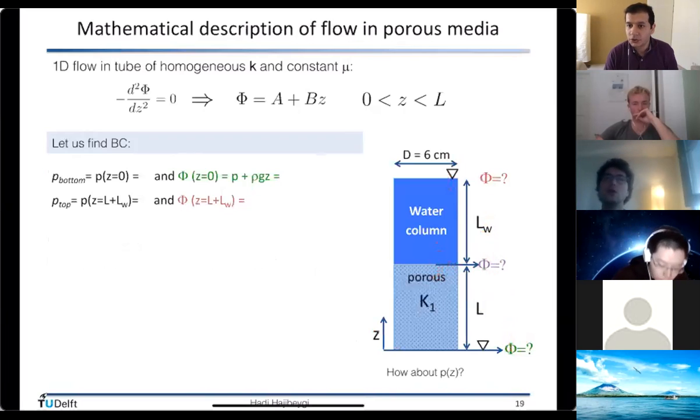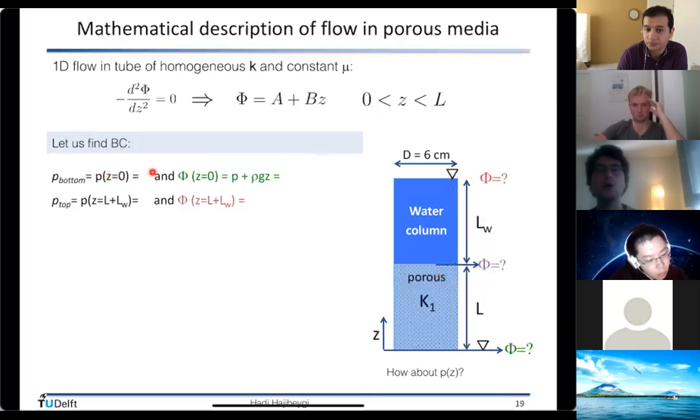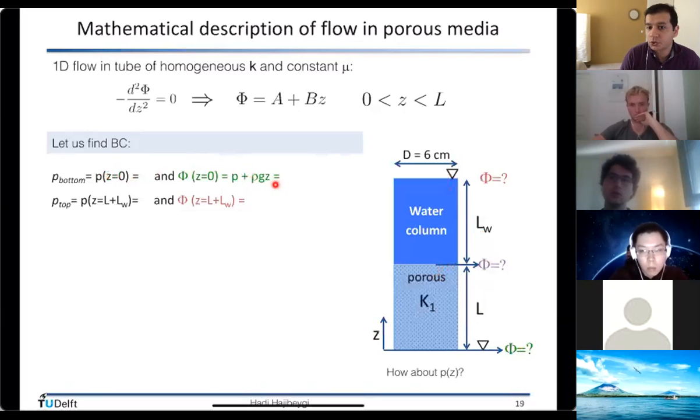Okay, so what is the potential here at the bottom of the sample? Potential at the bottom, where the pressure is set to be the atmospheric pressure, is what? Potential is P plus rho GZ. What's the amount of Z? Zero. So it will be P. So at the bottom, Z is 0. So then it will be P at the bottom.